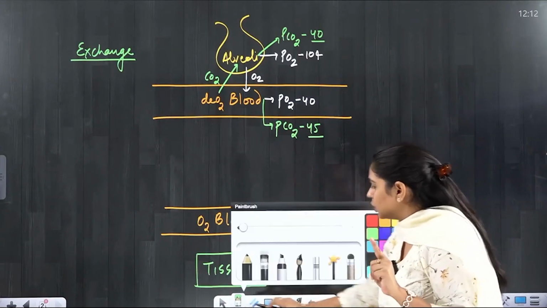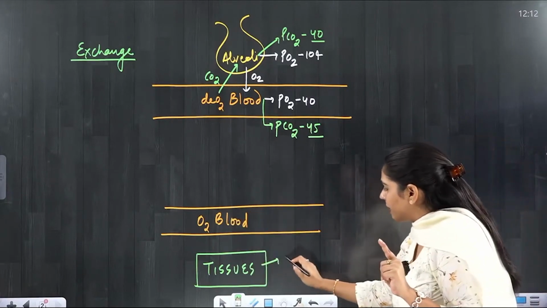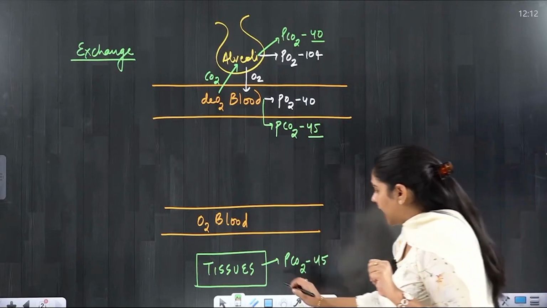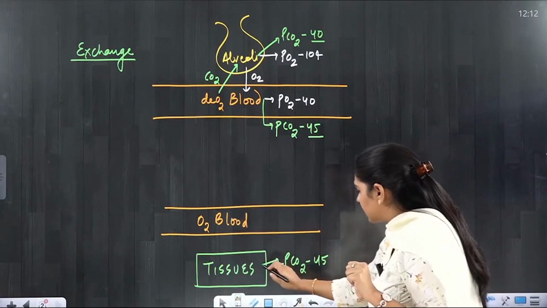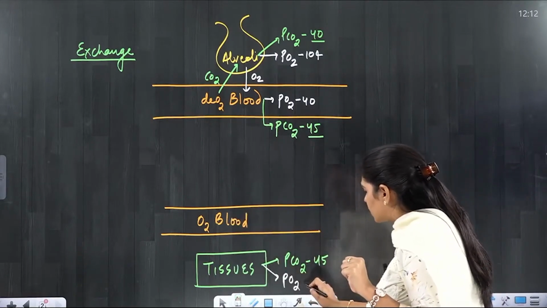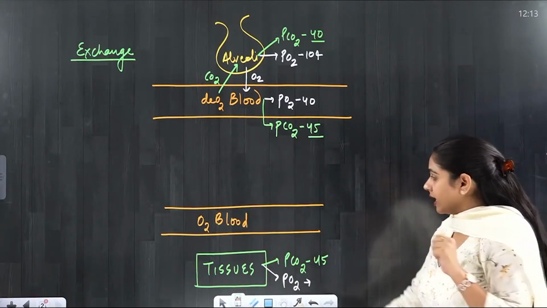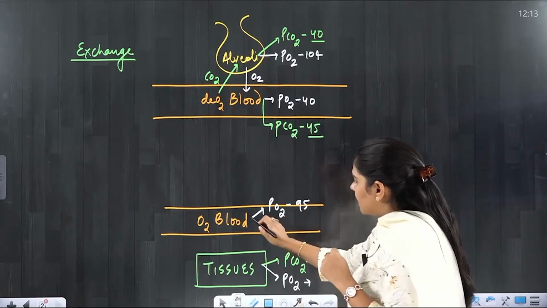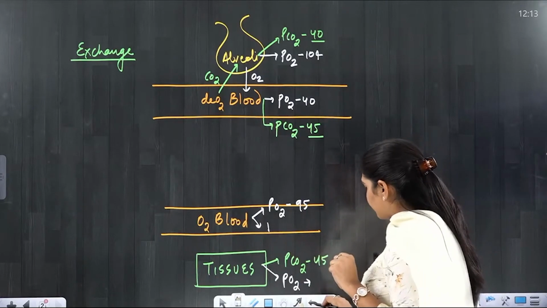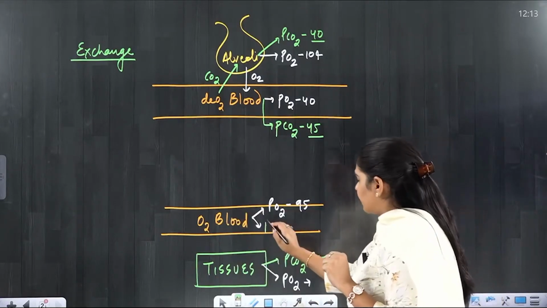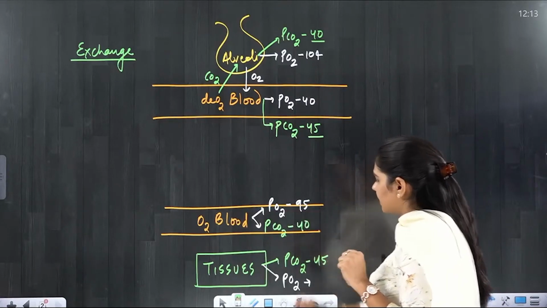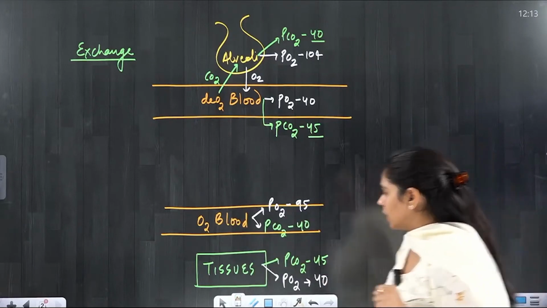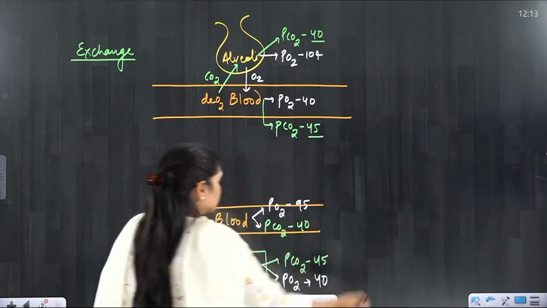In the tissues, carbon dioxide will be more. Partial pressure of CO2 is more, 45. And partial pressure of oxygen is less. In the oxygenated blood, partial pressure of oxygen is more, 95, whereas partial pressure of carbon dioxide is less, 40. And what is the partial pressure of oxygen in the tissues? 40.